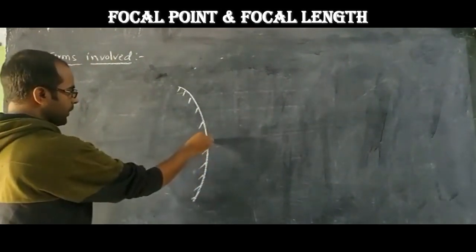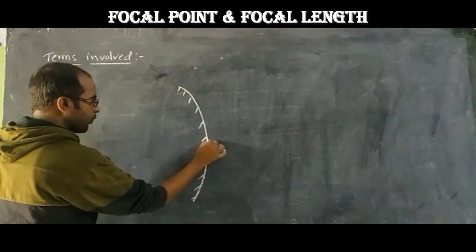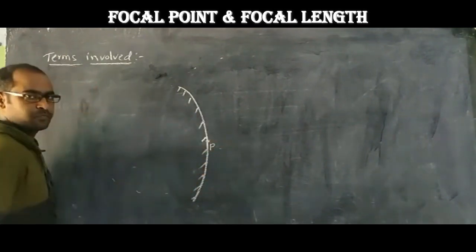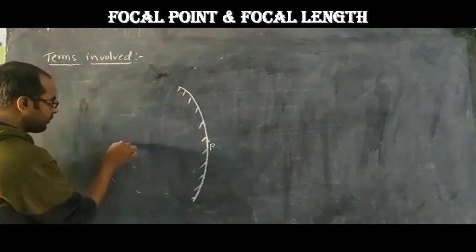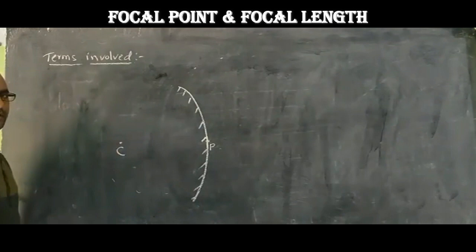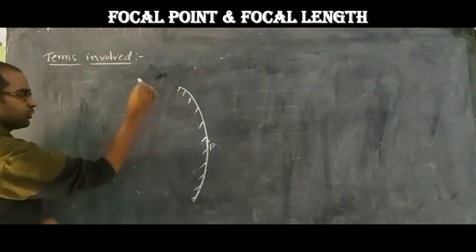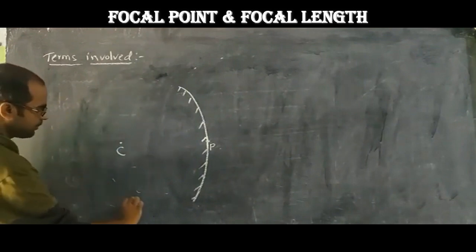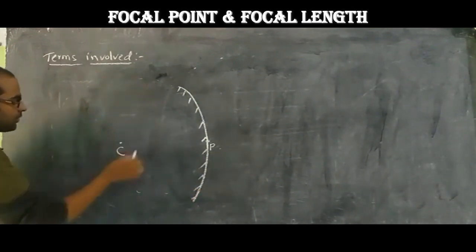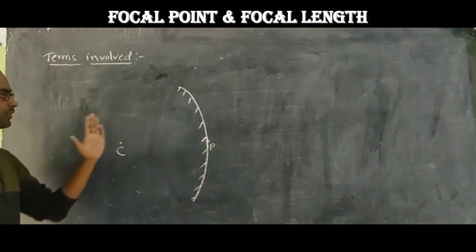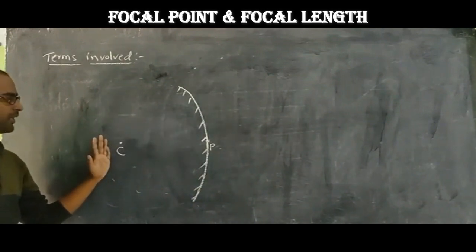So for a convex mirror, the midpoint or geometrical center of the mirror is the pole, and the center of the sphere from which the mirror is obtained is the center of curvature. You shouldn't forget that. Here this is the sphere we have to take, so the center of curvature for the convex mirror will be here.